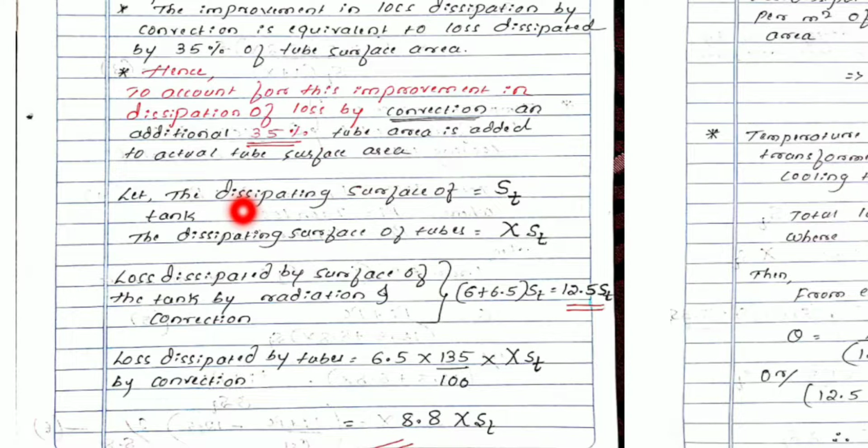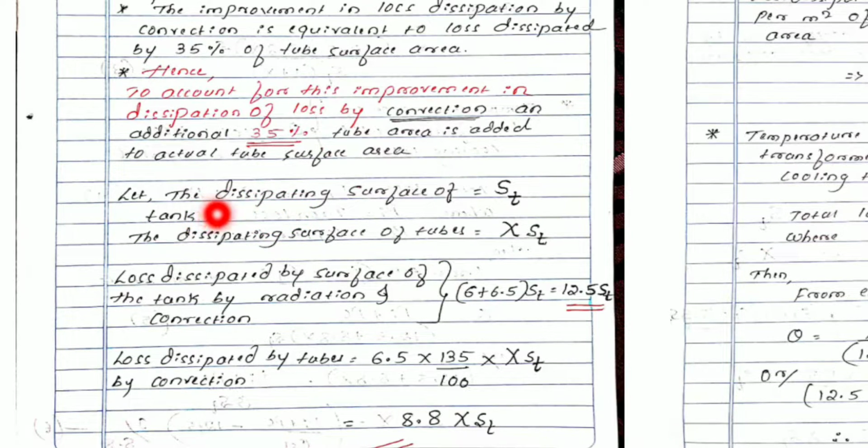One is the transformer tank and one more is the cooling tubes. Getting my point? Keep it in mind. Then what we have to do, let me start with the derivation. What area, surface area, do we have to take? The surface area of the tank we need to take, as well as the surface area of the tubes.